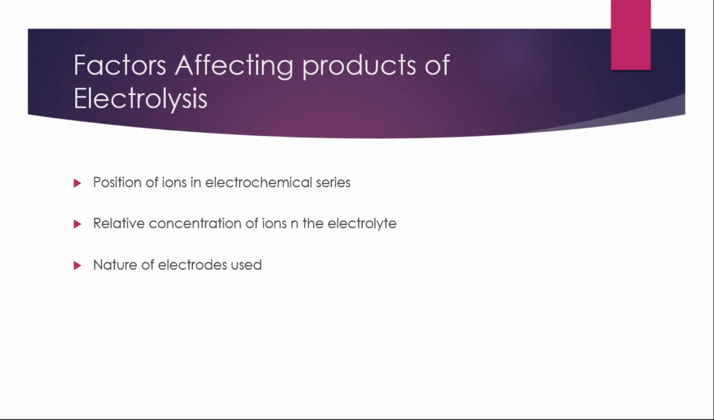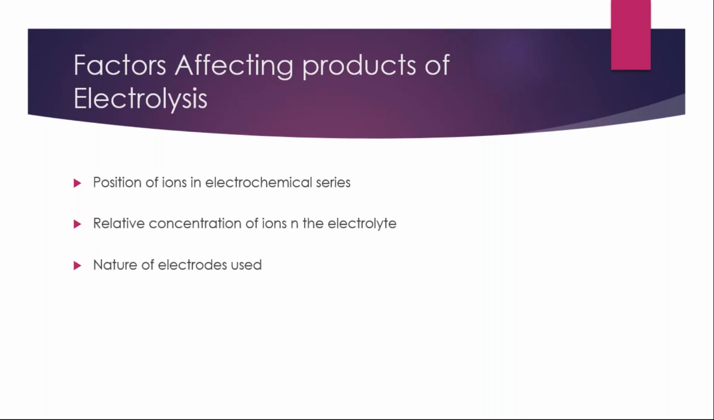According to the electrochemical series, the most positive metal is the one which has the greatest tendency to give up its electron. The most positive metals are the ones that have the highest tendency to give up their electrons. So that's number one factor affecting product of electrolysis.